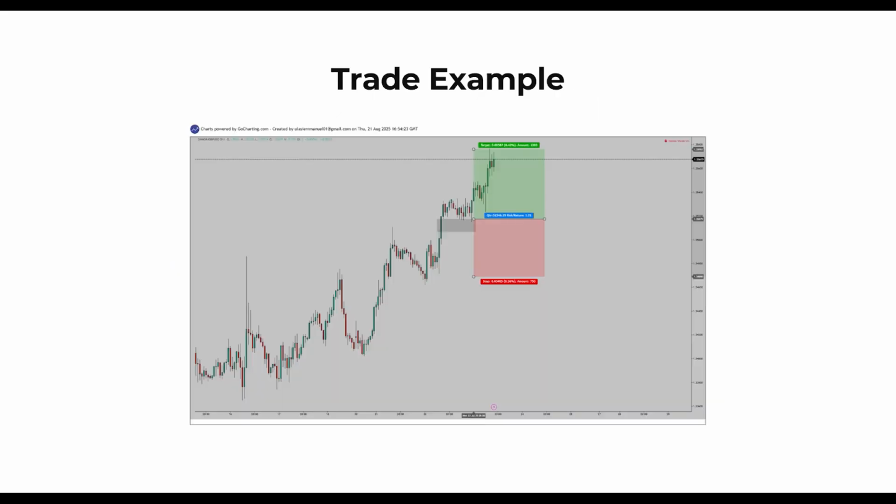Now, let's look at how we can take trades with this fair value gap, a trade example using the fair value gap. As you can see here, this is a very, very straightforward trade example. We have a bullish trend here. As you can see, we are creating higher highs, higher lows, higher highs, and higher lows.